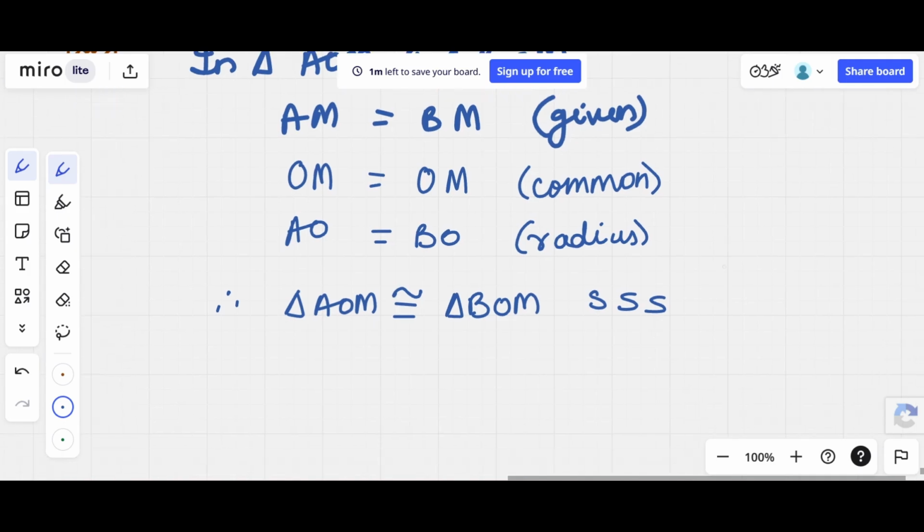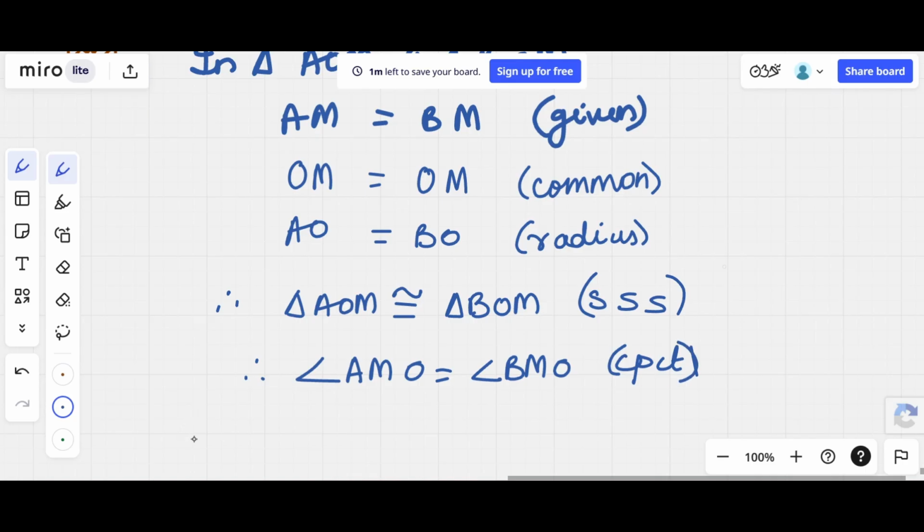Congruency, we are sticking on to congruency because always the corresponding parts of congruent triangles are equal. So, therefore, what will happen? Angle AMO will be equal to angle BMO by CPCT. Now, when angles are equal, we can say angle AMO plus angle BMO is equal to 180 degree, right?